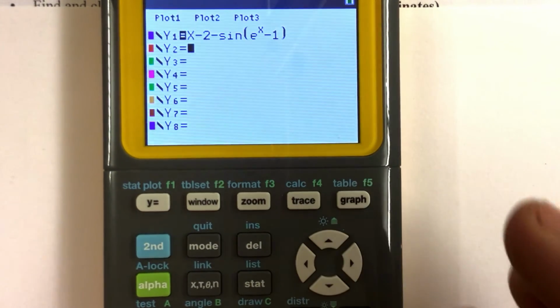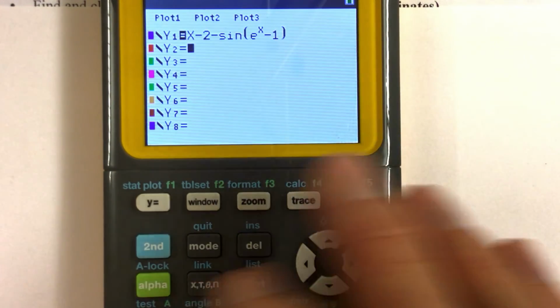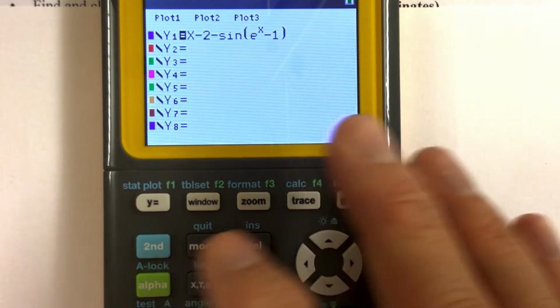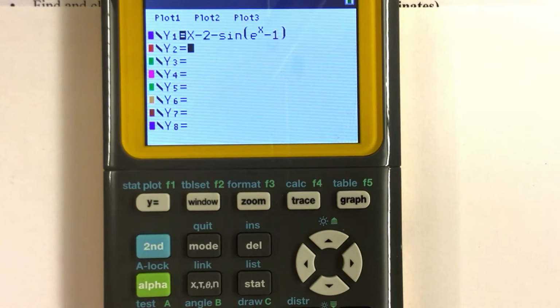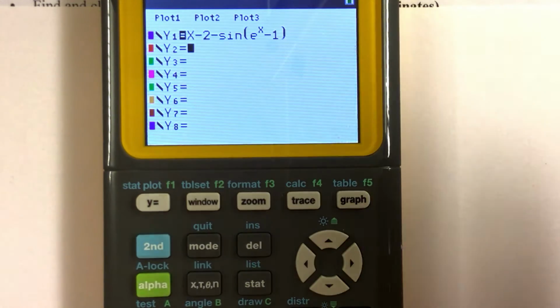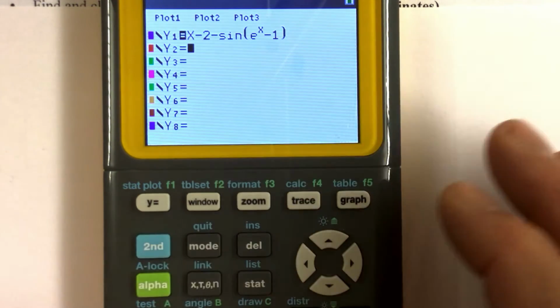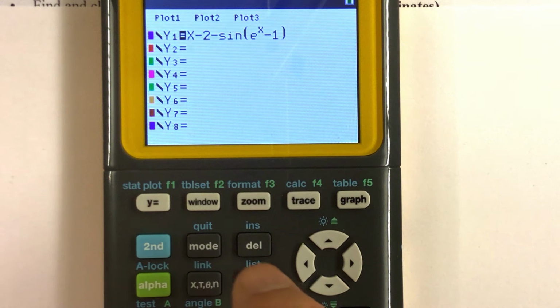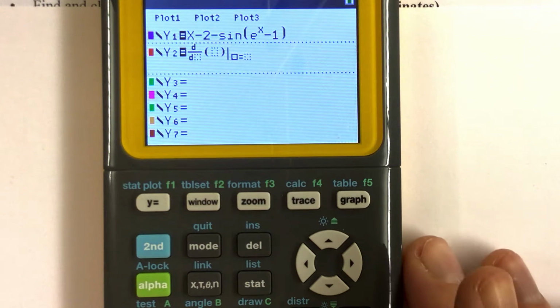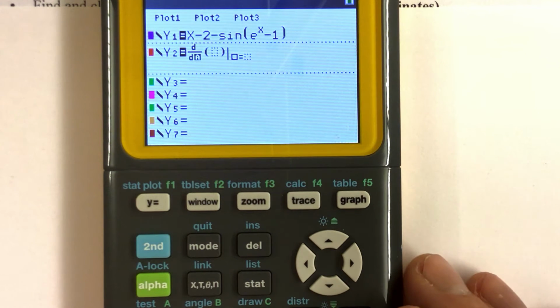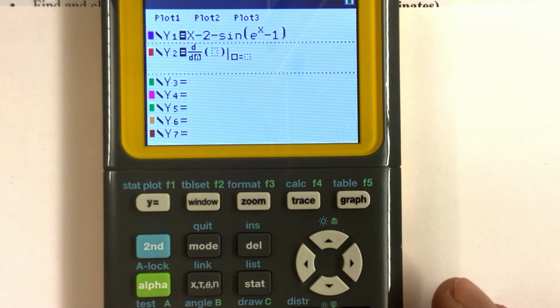And then what we want to do is we want to define our y2 to be the derivative of y1. So we just don't have to calculate f prime and f double prime by hand. We can do this using the calculator. And the most efficient way to do that is to define y2 to be, punch in math 8. So type the keys math 8 or math, scroll down to 8 and hit enter.